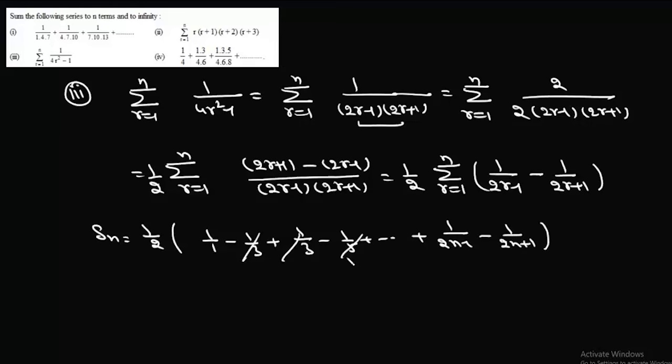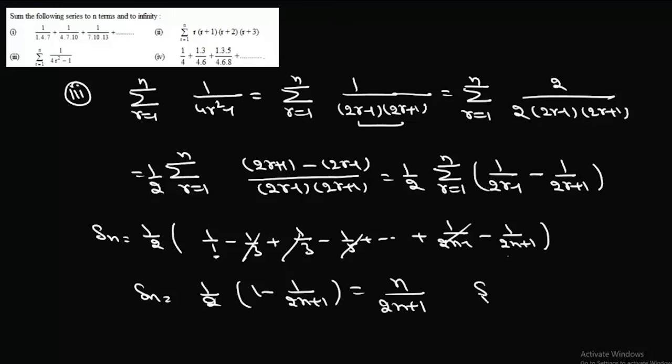Now 1 by 3, 1 by 5, they'll cancel. So here we have this first term, so we'll have this last term. So this Sn will be 1 by 2, 1 minus 1 upon 2n+1, or this is n upon 2n+1. Now we find S infinite, it will be the limit n tends to infinity of n upon 2n+1, and since this is an infinite limit, the answer to this limit is the coefficient of the highest power of n in the numerator and in the denominator. So it will be this 1 and 2. So the sum of the series up to infinity is 1 by 2.